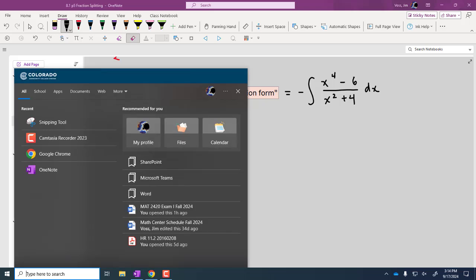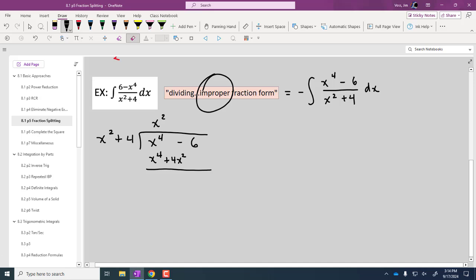Wait, where did the 4x squared come from? Say again, where does the 4x squared come from? So we multiply this x squared by each of these. x squared times x squared is x to the 4th. x squared times 4 is 4x squared. And now we're going to subtract off that.